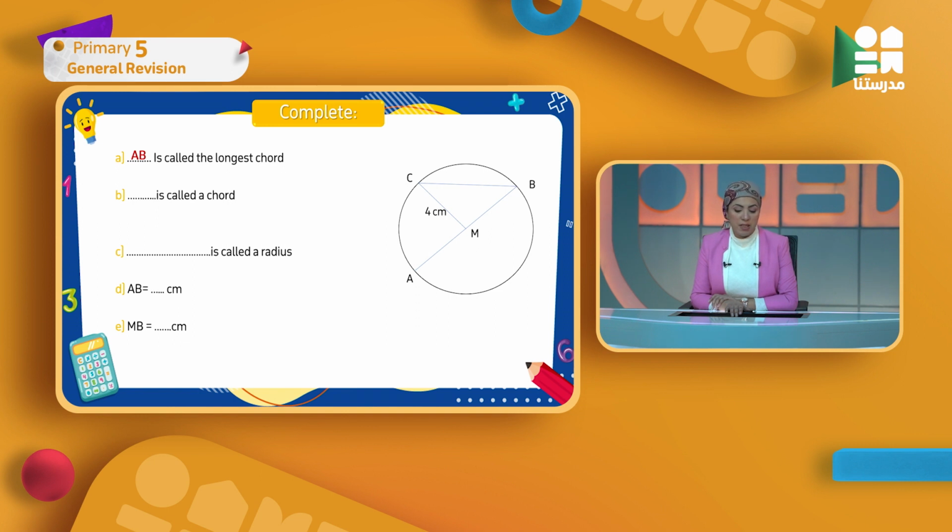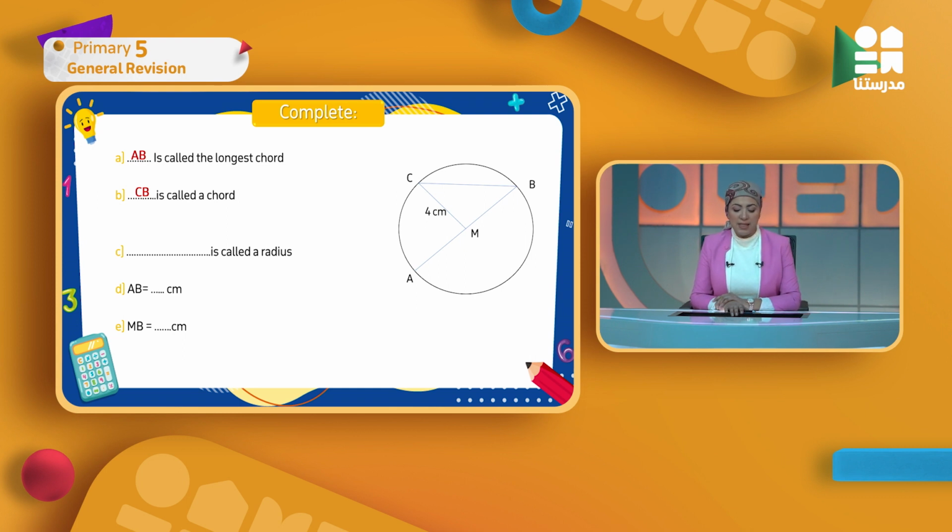What is a chord here in my circle? Of course, I have many chords, but since they are not diameters or radii, then I'll choose any other chord on the circle. So here, CB is a chord in my circle. Then the answer is CB line segment.